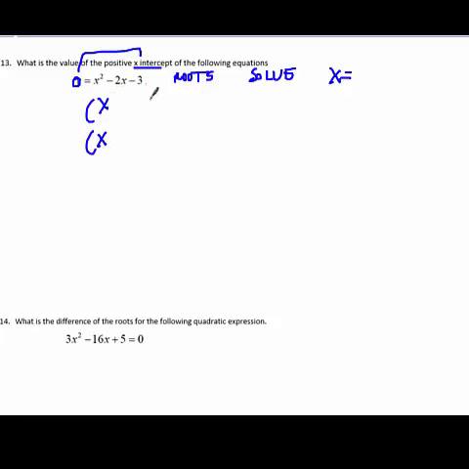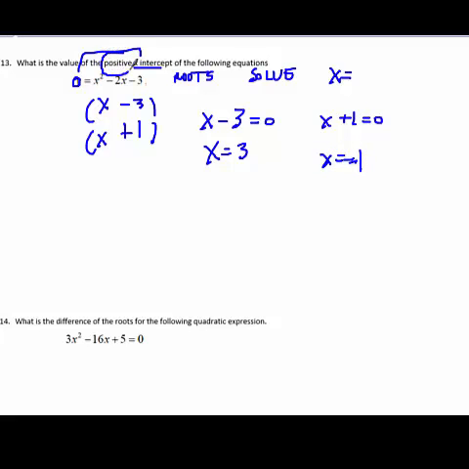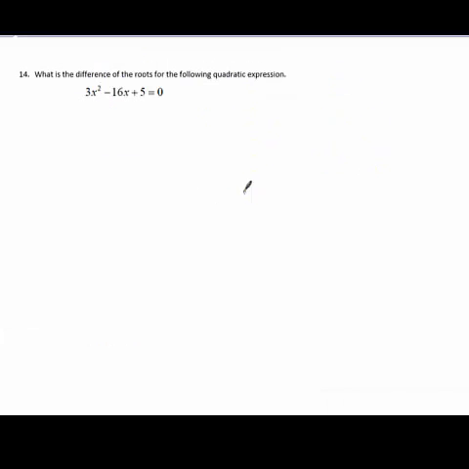So we're just going to factor this out. X, factors of 3, 3 and 1. Got to make a negative 2, so it has to be negative, it has to be positive. So that means I have x minus 3 equals 0, and x plus 1 equals 0. And so this is x equals 3, and this is x equals negative 1. And it says, what is the positive x-intercept? So this is my positive x-intercept. This is what we're looking for. X equals 3.